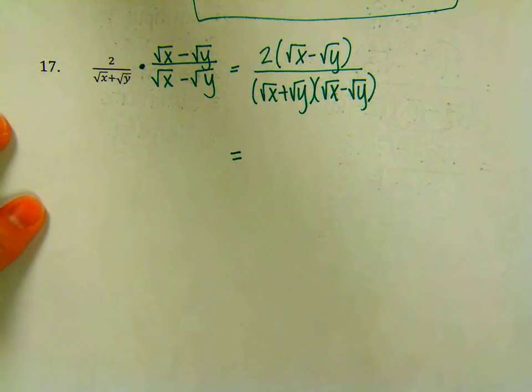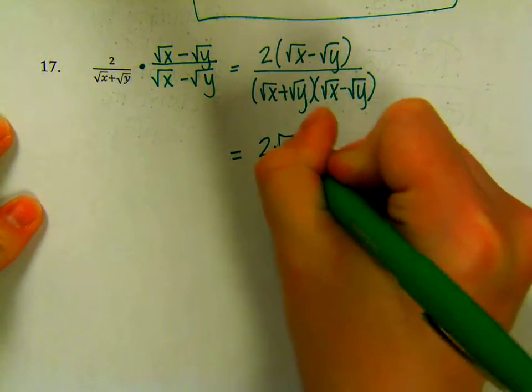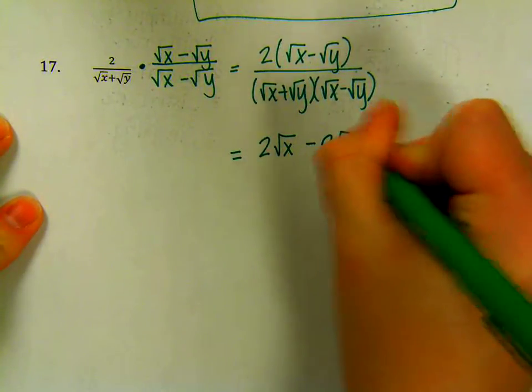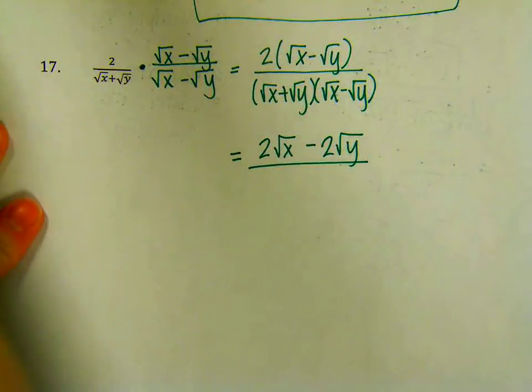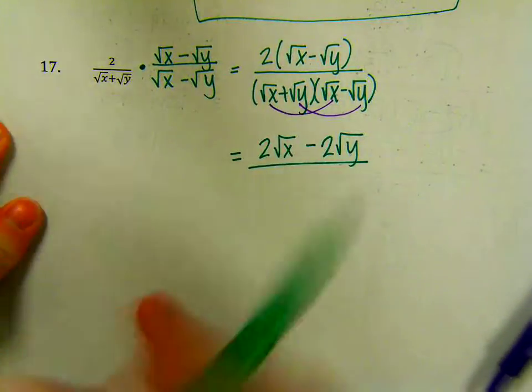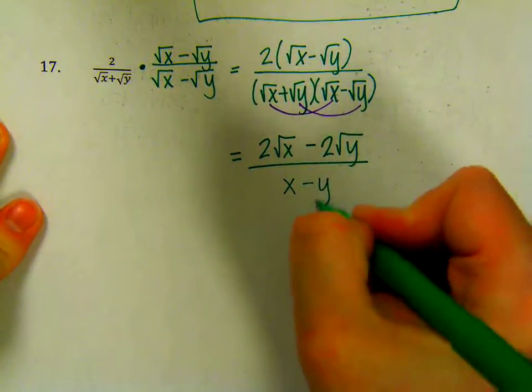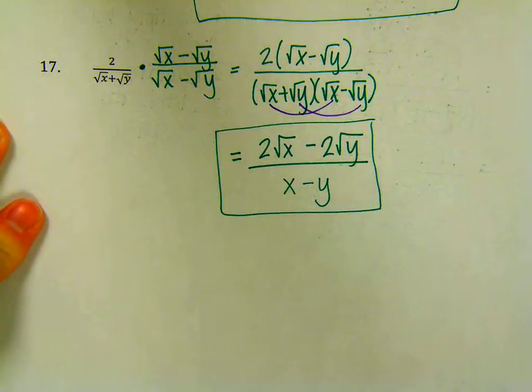Next step is to distribute. So I can't do too much in the numerator, just 2 root x minus 2 root y. Perfect. Yep, you're taking that shortcut, and it's just x minus y. And for that one, that's your final answer. I didn't do a shortcut, I just gave you the box method.